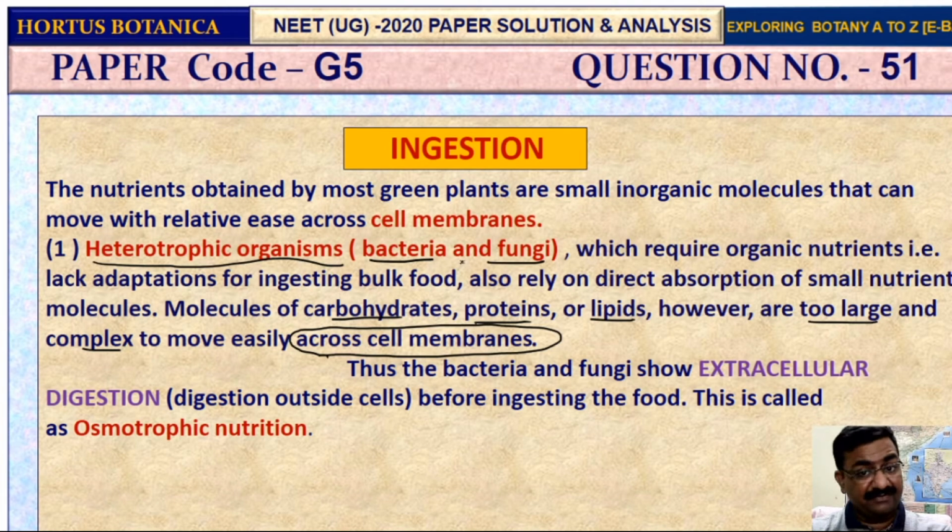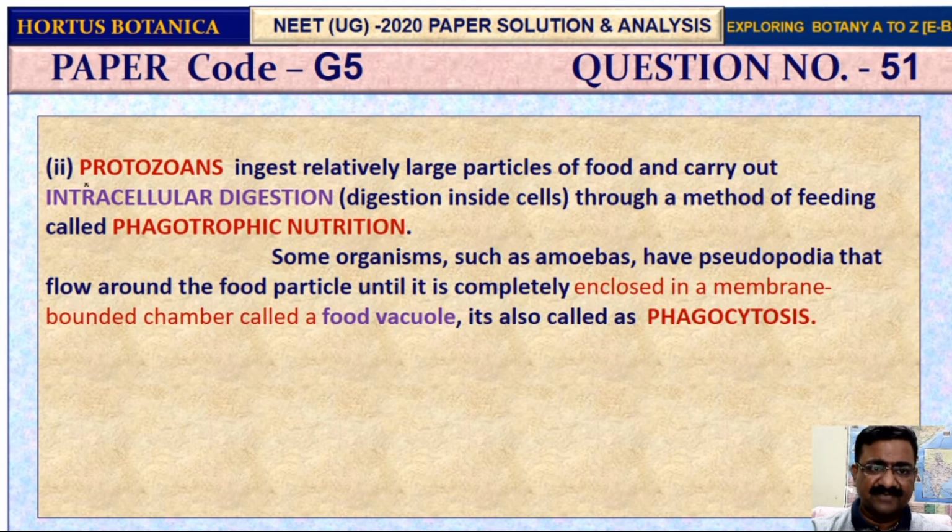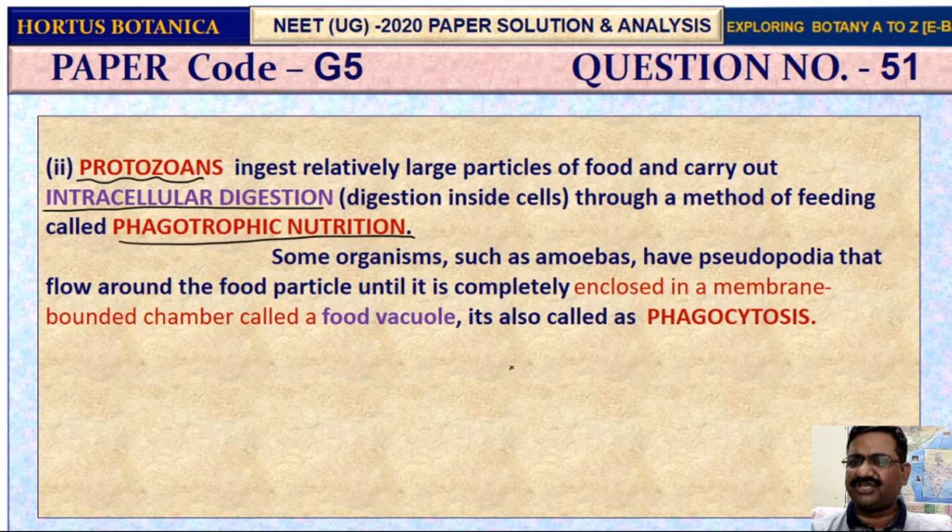So when you are talking about bacteria and fungi, they execute extracellular digestion. You all know their mode of nutrition is osmotropic, right? So that concern is associated with this structure. Ingestion is talking about the inward movement into the cell, and this is not concerned with the cell inclusion. Mind well. Second statement: if you are talking about the protozoans, they execute intracellular digestion as well as phagotropic nutrition.